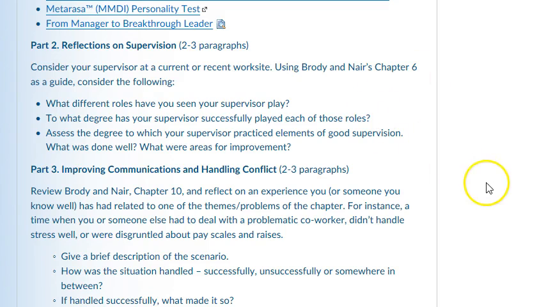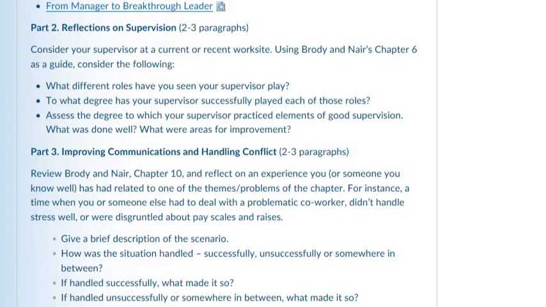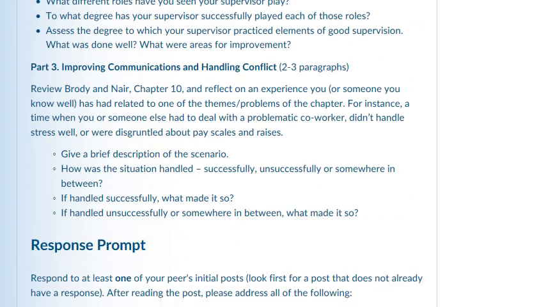The third part is around improving communications and handling conflict. So in 2 or 3 paragraphs after looking at chapter 10 of the Brody and Nair book, reflect on an experience you or someone you know has had related to one of the themes that were outlined in that chapter. For example, you could focus on the time when you or someone else had to deal with a problematic coworker, didn't handle stress well, or were not satisfied about pay scales and raises.